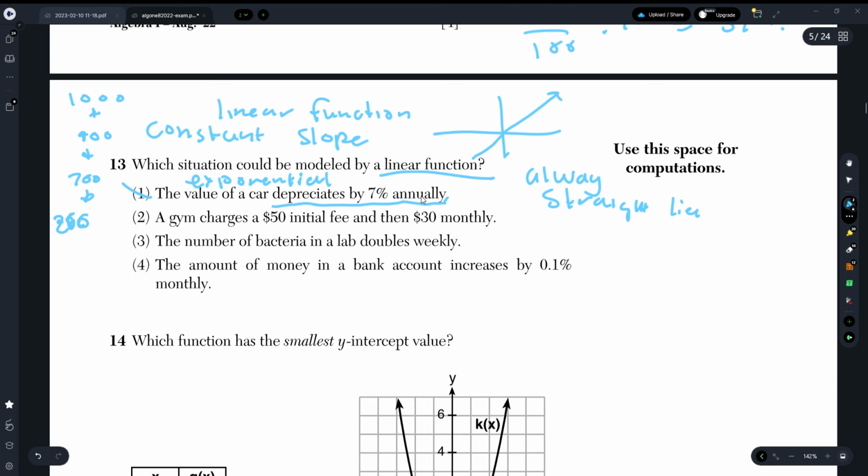A gym class charges a $50 initial fee, right? Then $30 monthly. This is going to be a linear function because the slope is the same. You're charging the same amount, $30 monthly, so the function is going to be a straight line upwards and the slope is going to be 30, right? The number of bacteria in a lab doubles weekly. Once again, that's exponential because the amount you're increasing by changes each time. And the amount of money in a bank account, this is interest, and that's exponential.